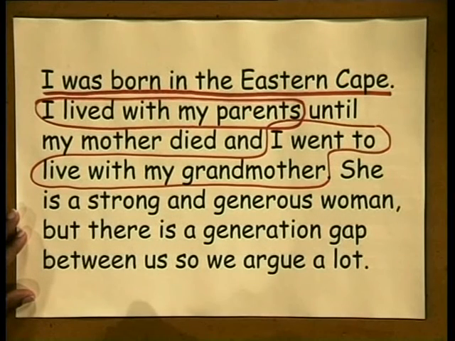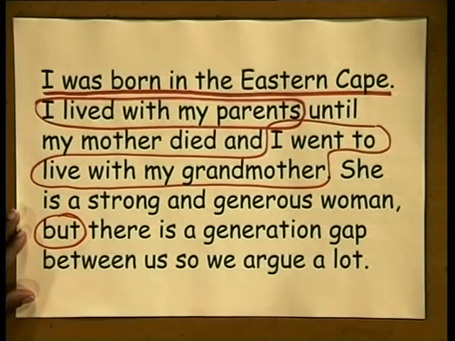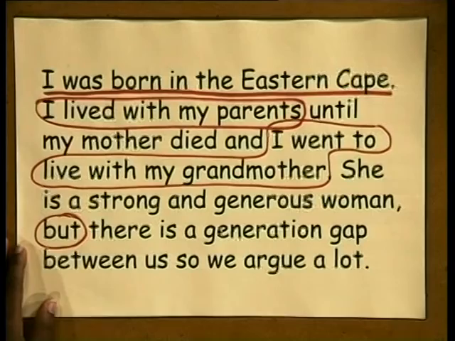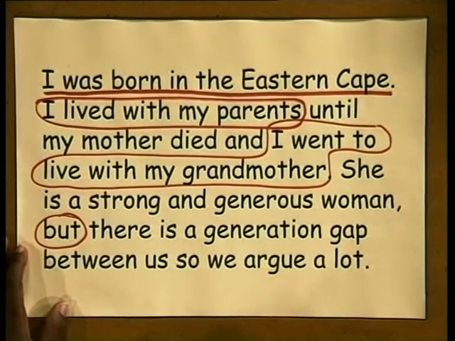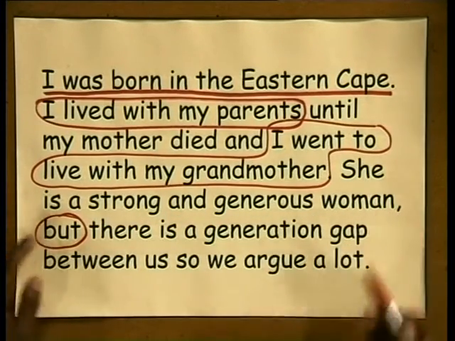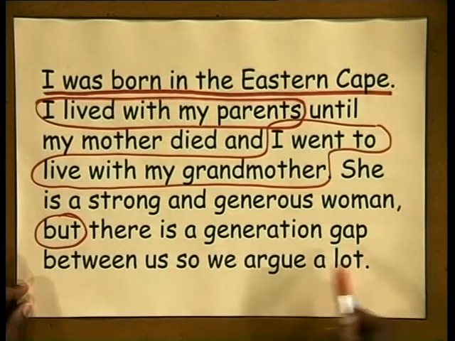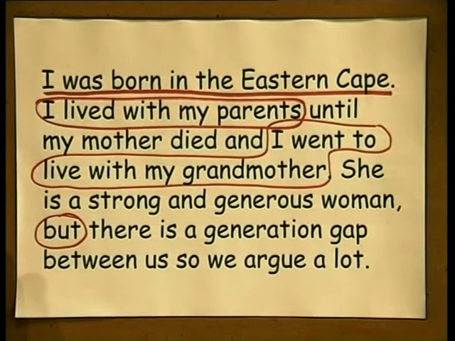And notice how we've joined the two main clauses with the word but. By using the word but, the writer has been able to balance or contrast the ideas. On the one hand, my grandmother is a strong and generous woman, and on the other hand, there is a generation gap between us, and so we argue a lot. Now let's quickly recap what we've learned in this exercise.